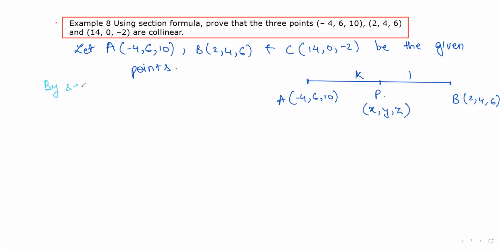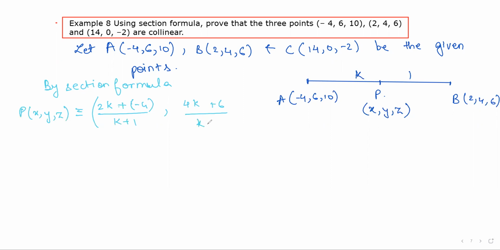So by the section formula, you have point P, x, y, z, equivalent to k into 2, 2k, by the internal section formula, plus minus 4 upon k plus 1, 4k plus 6 upon k plus 1, 6k plus 10 upon k plus 1.